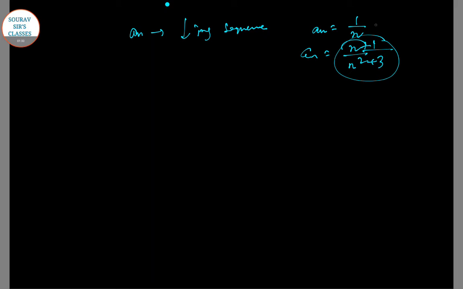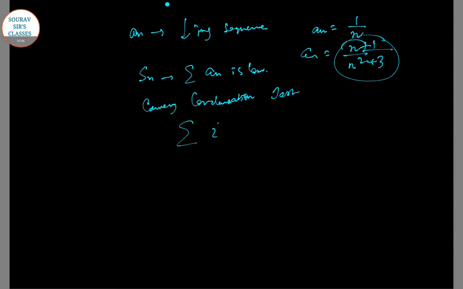Now, if a_n is a decreasing sequence and S_n equals the summation of a_n, which is a convergent structure, then by the Cauchy condensation test, we can say that the summation of 2^n times a(2^n) also converges, as the summation of a_n is convergent.